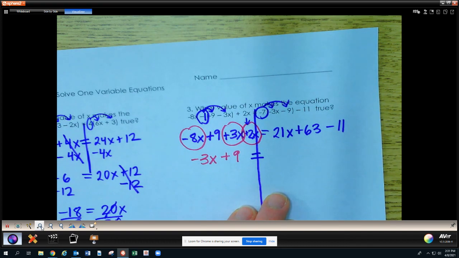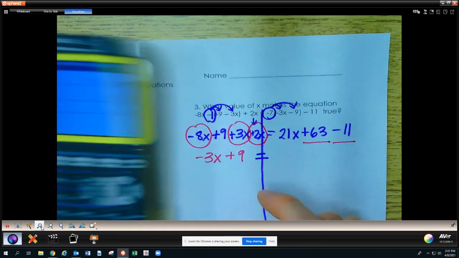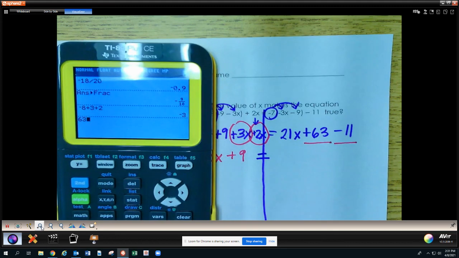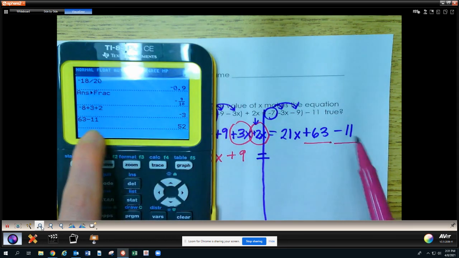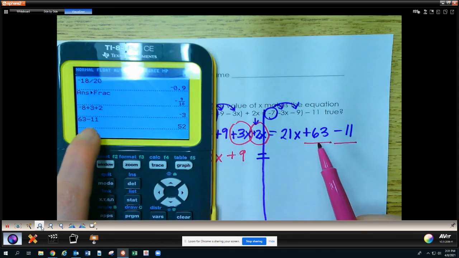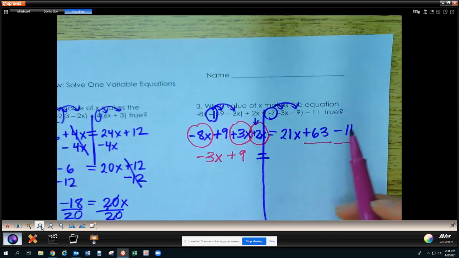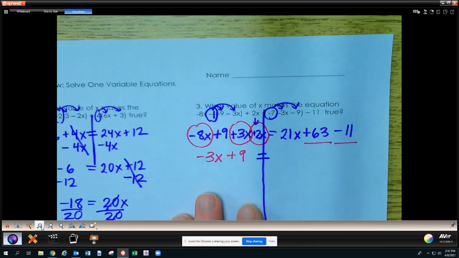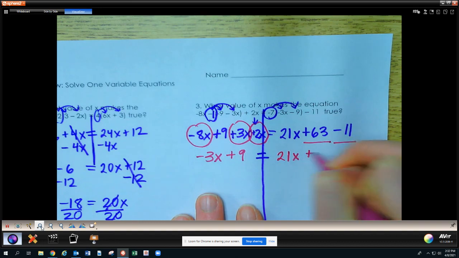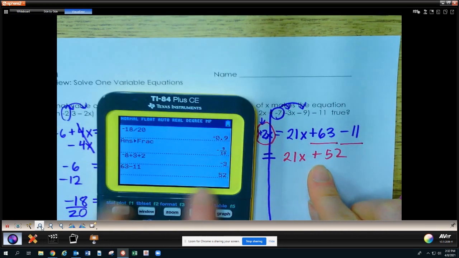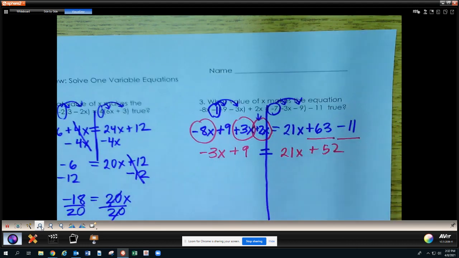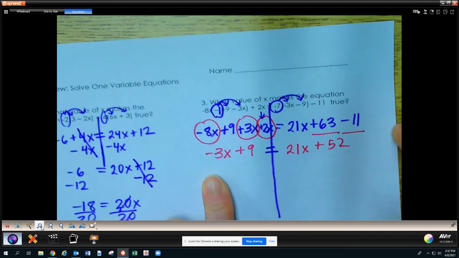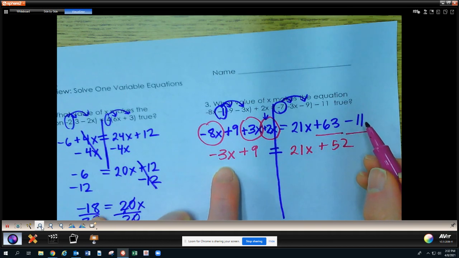Now, we need to combine some like terms. I've got a 63 and a negative 11 that can combine since they don't have x's. So positive 63 minus 11 is 52. When that minus is after something, you need to use the minus sign, not the negative. Okay, so 52. So on the right-hand side, I have 21x plus 52 since it was positive. Okay, looking a lot better. So now we're ready to get x's on one side, numbers on the other.